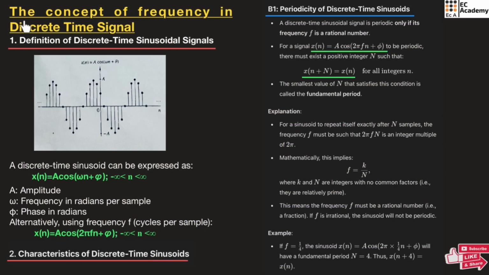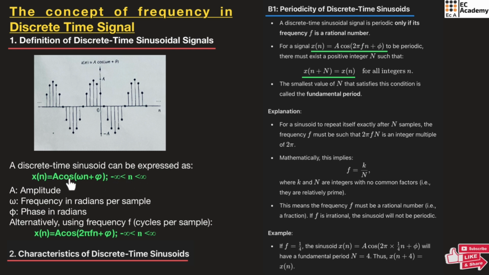In this lecture, let us understand the concept of frequency in a discrete time signal. First, let us define the discrete time sinusoidal signal. A discrete time sinusoidal signal can be expressed as x of n is equal to A cos(omega n plus phi). So here n should vary from minus infinity to infinity.